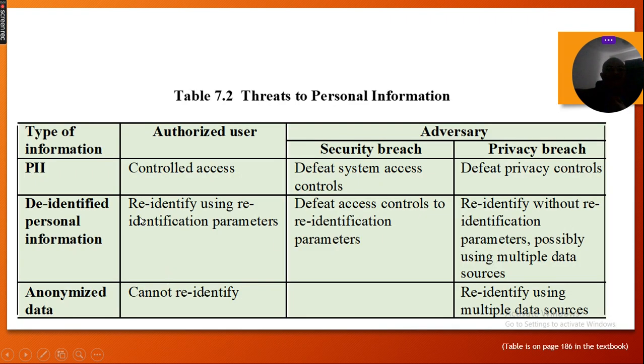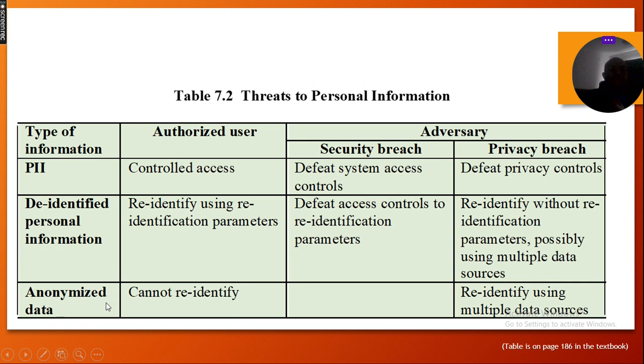So for an authorized user, they have to re-identify using the re-identification parameter. Every time they want to use this, they have to introduce what we call the re-identification parameter in order to get the original data. Okay. Therefore, the adversary, your attackers, those who want to steal from your network, it's only when they're able to defeat access control that they will be able to steal your re-identification parameter. And then the same thing, re-identify without the re-identification parameter, possibly using multiple data sources.